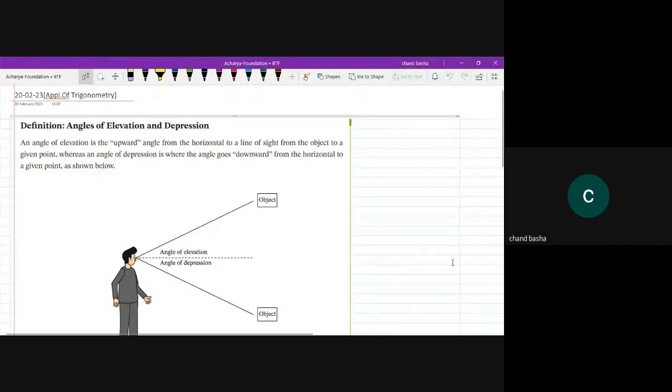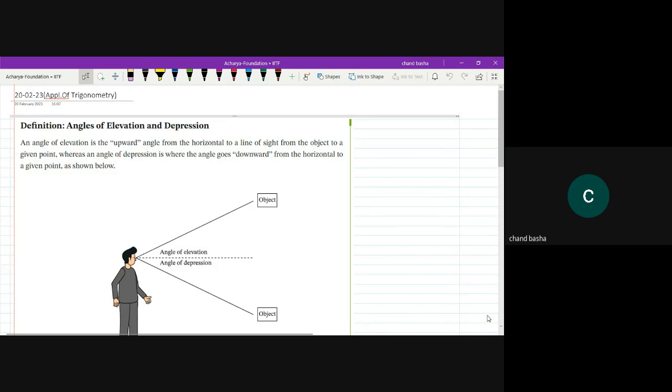As I have thought that I need to discuss some of the applications of trigonometry, because most of the classes we have spent on trigonometry. So we'll try to discuss one or two classes related to applications of trigonometry. I'm concentrating on different problems, how to use trigonometry in your day-to-day life. Only two concepts are going to be remembered. One is the angle of elevation, and another one is the angle of depression.